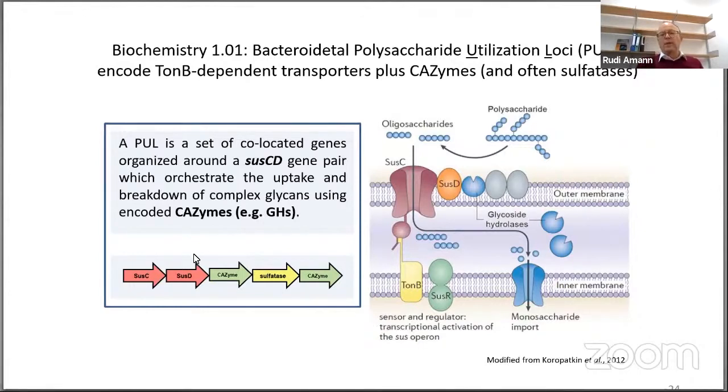On the genomes, those things are recognized as co-localizations of transporters SusCD, indicated here as open reading frames, together with CAZymes and sometimes accessory enzymes that, for example, remove a sulfate group from a polysaccharide. So this is a polysaccharide utilization locus, a simple one.